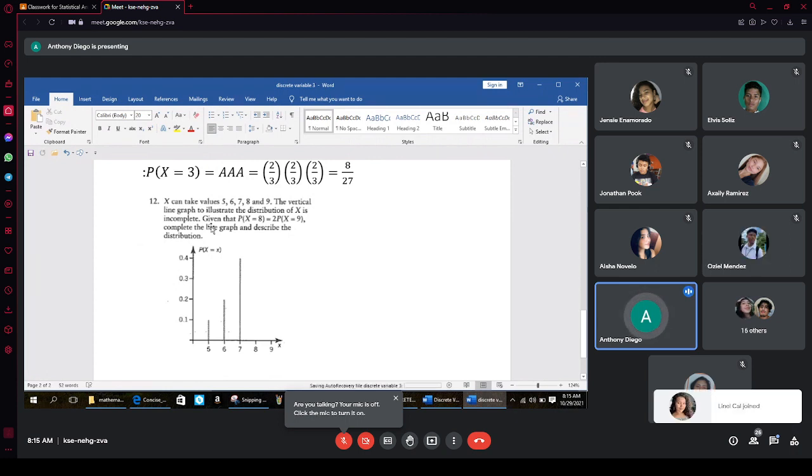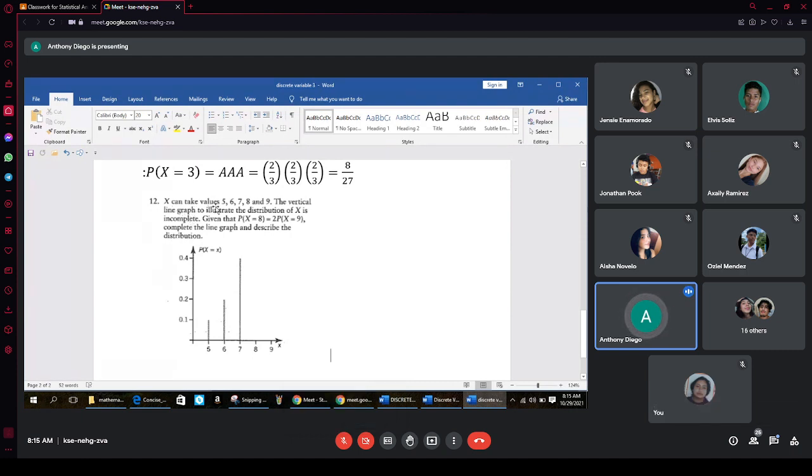It's saying here that the discrete random variable X can take the values 5, 6, 7, 8, and 9. The vertical line graph to illustrate the distribution of X is incomplete. Given that the probability of X equals 8 is twice the probability of X equals 9, complete the line graph and describe the distribution.